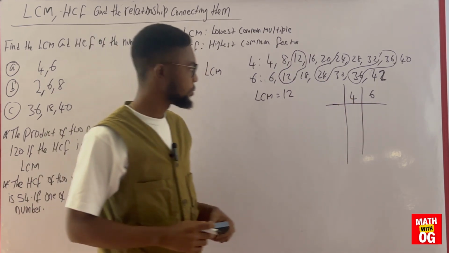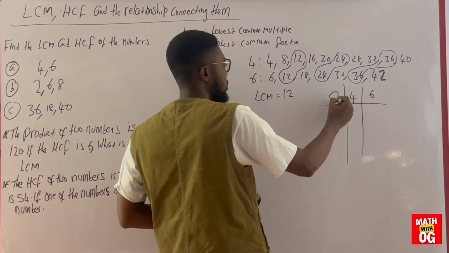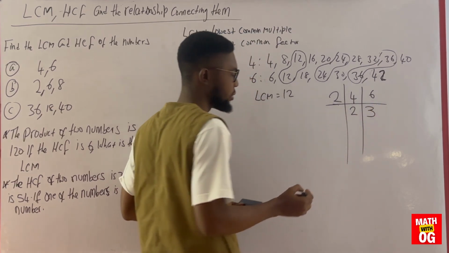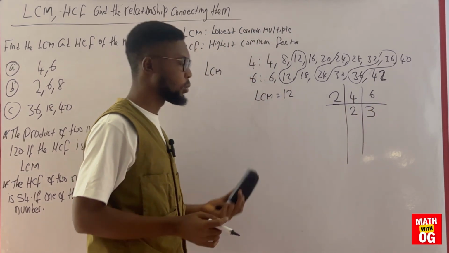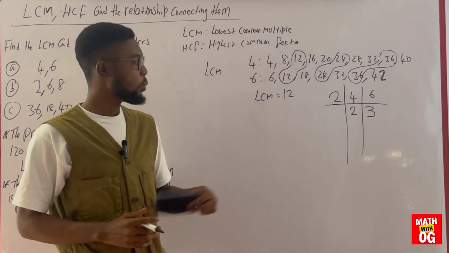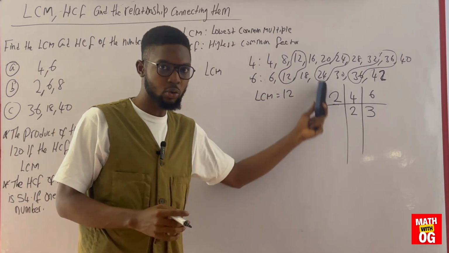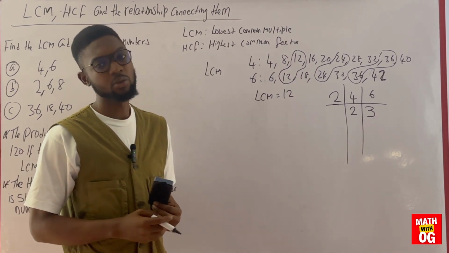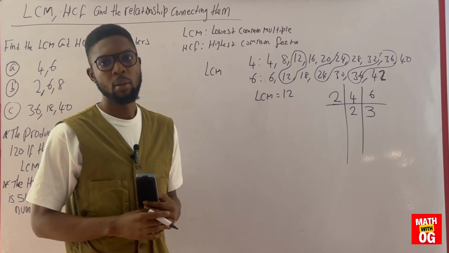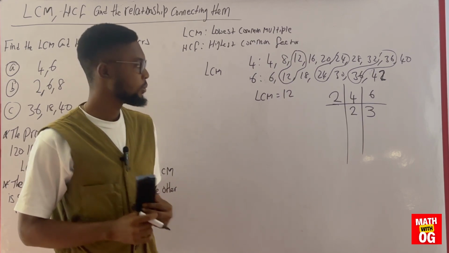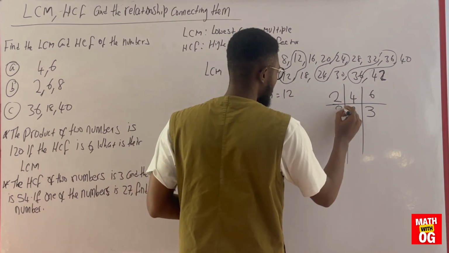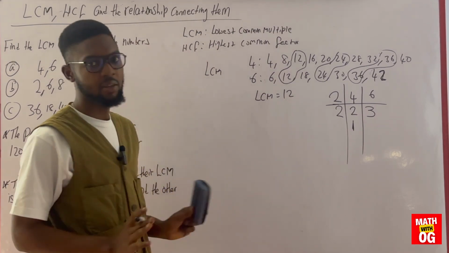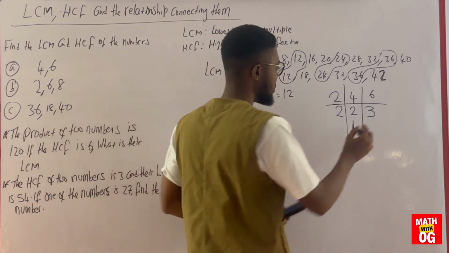So we start with 2. 2 into 4, you have 2 here. 2 into 6, you have 3. I need to go back to what I said before: when dividing, it is advisable you use prime factors. If you don't work with prime factors, chances are you are going to get a wrong answer. So always divide through by prime factors. Next, you use 2 again. 2 into 2 is 1. 2 cannot go into 3, so we don't bother dividing it. We just drop this 3 the way it is here.